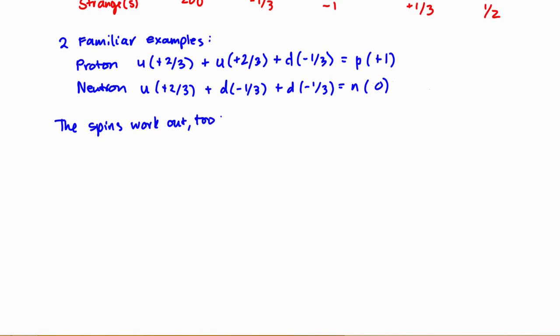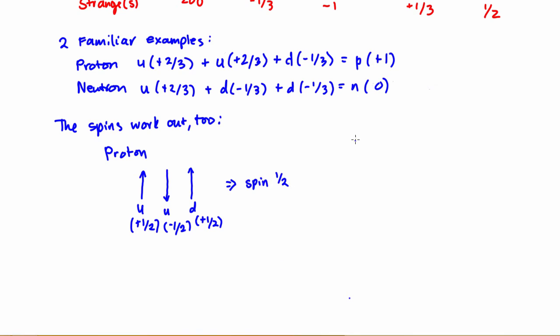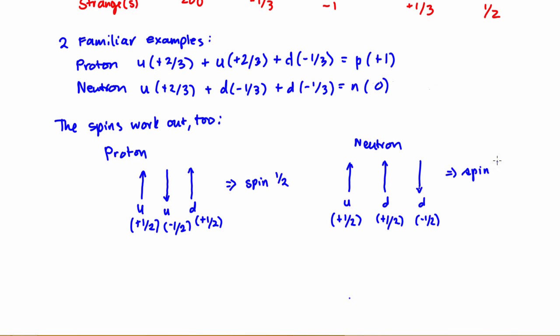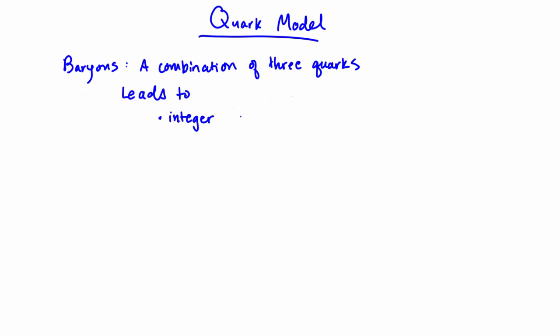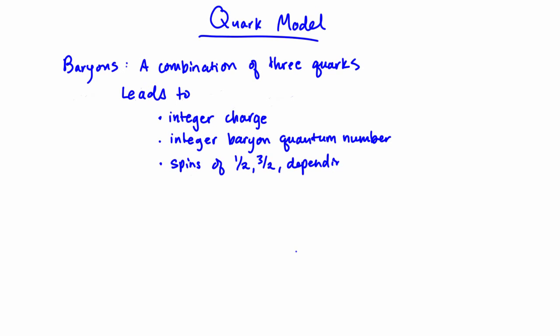The spins also work out. Both the up and down quarks have a spin of 1/2. The quarks that are the same in each of these scenarios have anti-aligned spins, so those spins actually cancel out. So in each case, you're left with a fermion with a spin of 1/2. In this picture, all known and some predicted baryons could be explained by a combination of three different quarks. This produced integer charge and baryon quantum numbers, and produced spins of either 1/2 or 3/2, depending on how the spins of the individual quarks are aligned.